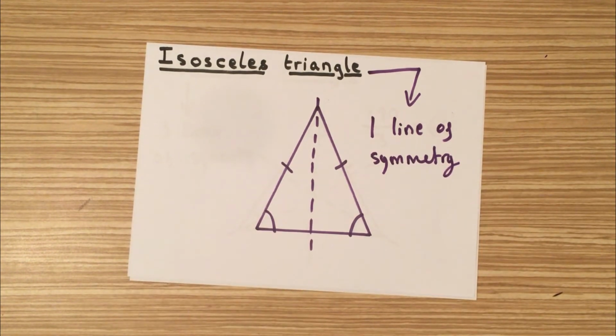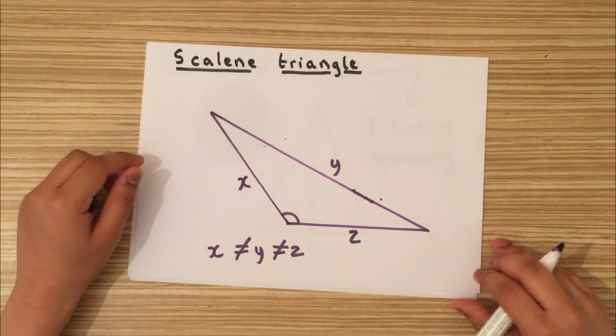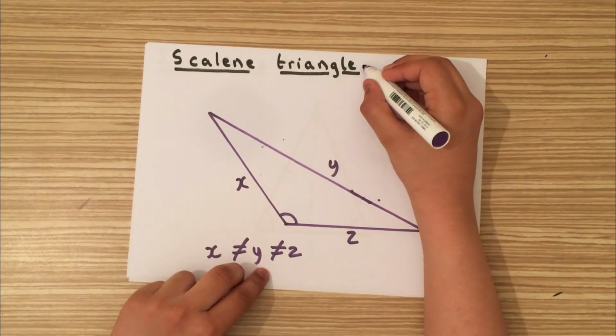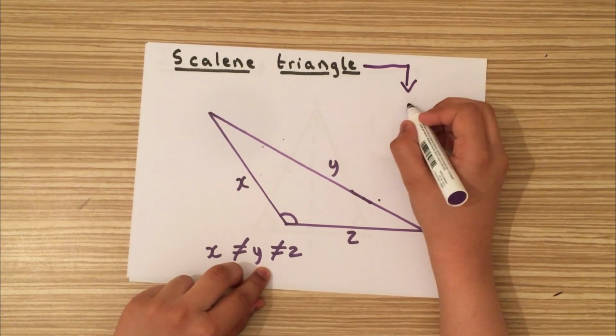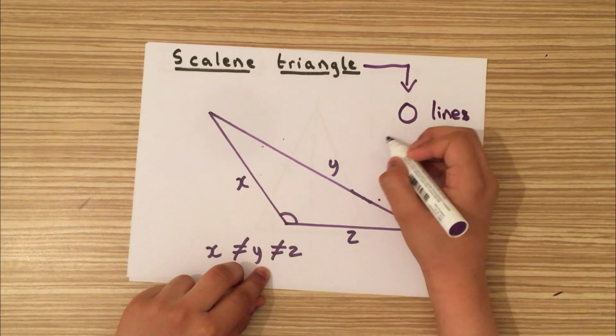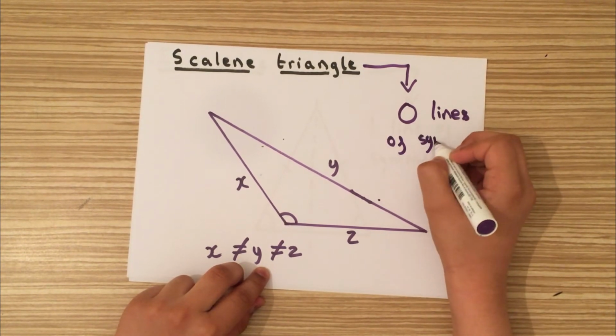Okay, our third type of triangle, scalene triangles. How many lines of symmetry does a scalene triangle have? Well, the answer is 0. So it has 0 lines of symmetry.